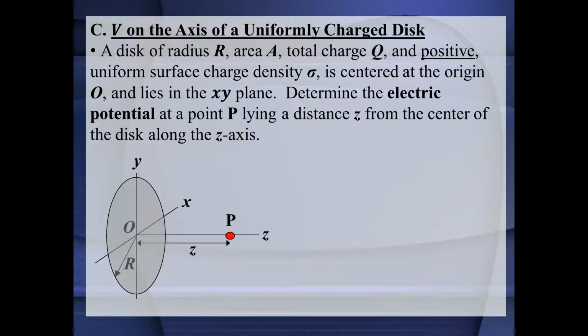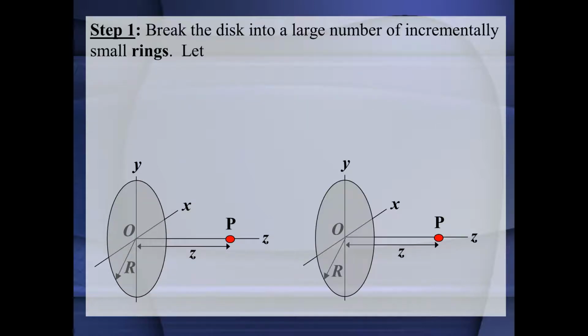And we want to determine the electric potential at a point P that lies a fixed distance Z from the center of the disk along the Z axis. We're going to go through a series of steps to set this all up. So the way we deal with the disk is we're going to take the disk and break it into an infinite number of small little rings.